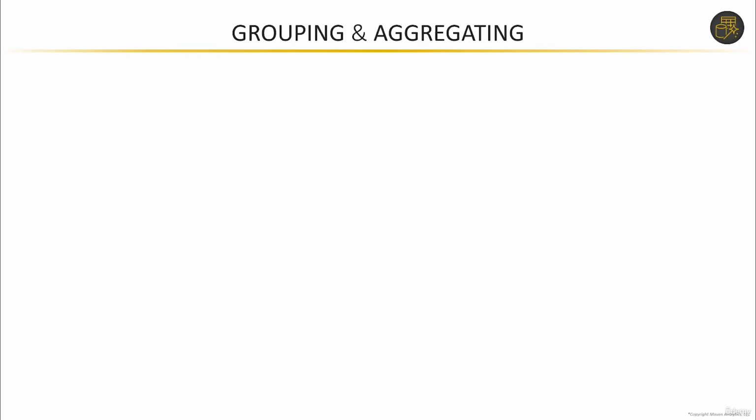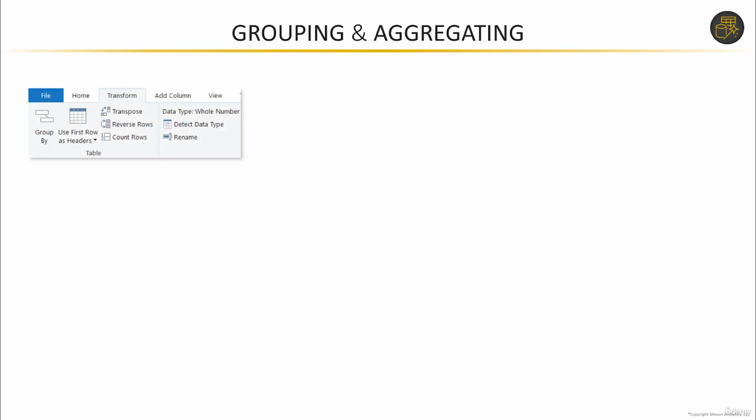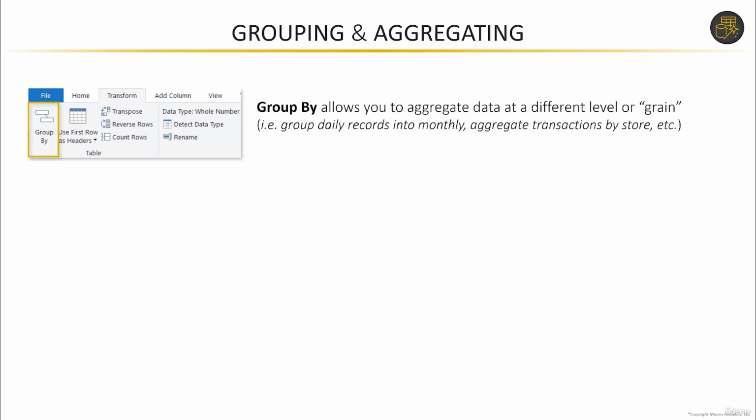Up next, I want to talk about grouping and aggregating data. So within the Transform tab of the query editor, you'll see this Group By option on the left. And this allows you to aggregate or roll up your data at different levels of granularity.